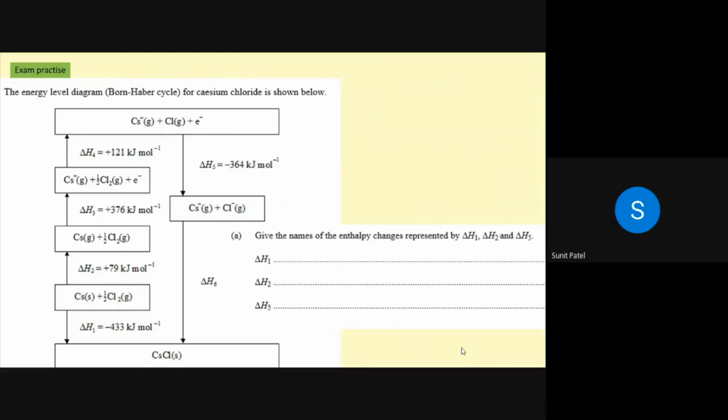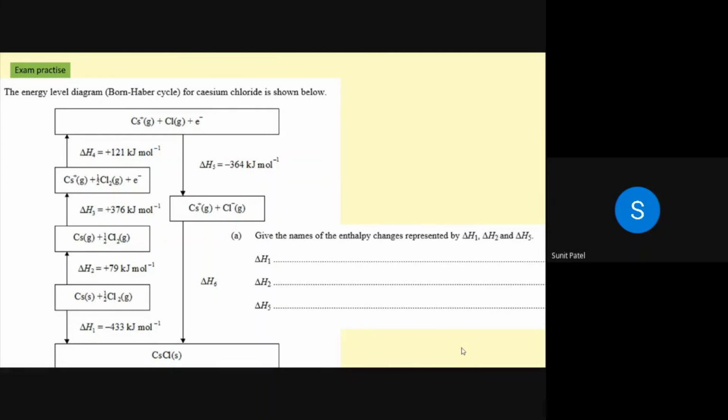Therefore then, delta H2 is what? Let's see the difference, spot the difference. So before the arrow, after the arrow, well, the only thing that's changed is cesium has turned into a gas. So that's atomization of cesium solid. Fantastic. And then delta H5, what's going on here? Well, before the arrow, after the arrow, chlorine has accepted a mole of electrons to become a mole of chloride ions. Therefore, that is electron affinity of chlorine. Okay, and that's 3 marks. Thank you very much. Nice and easy.